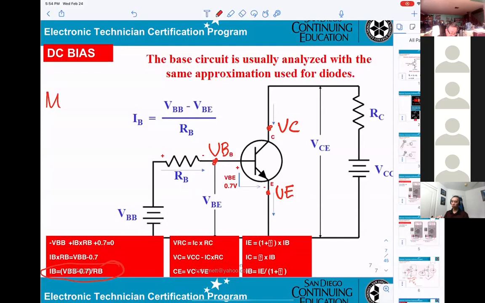Now, when I set to measure number 1, VB, that means you will measure VB at the base to the ground. Okay, that means you have to measure from here to the ground.